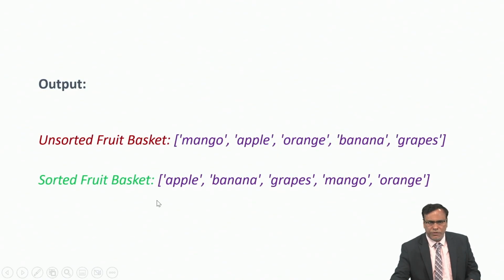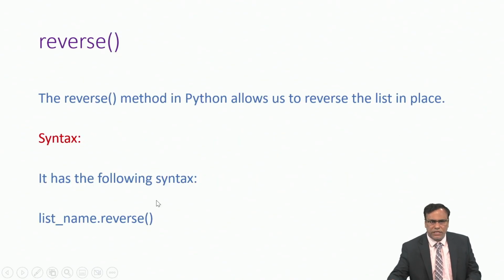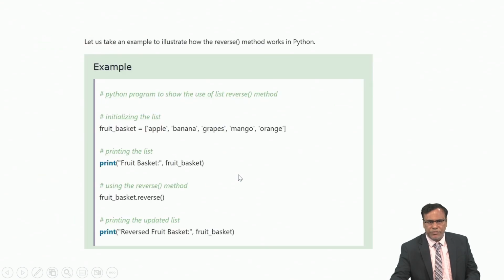Next, we have one more function, that is reverse. The reverse method in Python allows us to reverse the list. So the name of the function is reverse, in combination with the list name. So this is the original list. At first we just printed it using this print statement, and then we reversed the content of this list using this reverse method. In the reverse, what will happen?